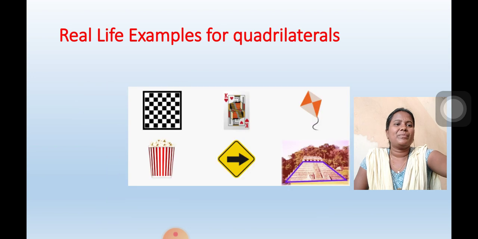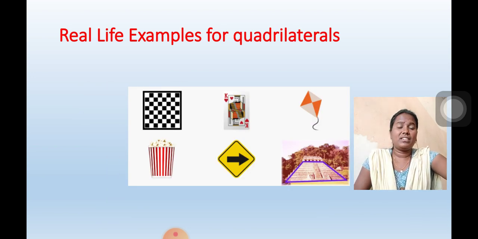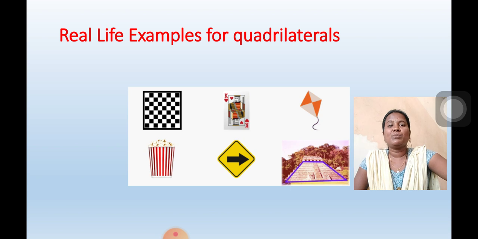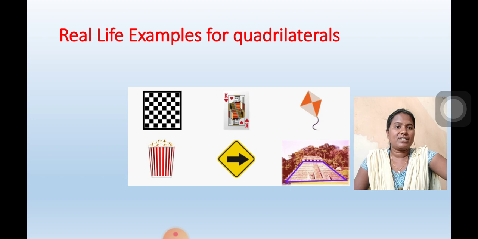Yes, okay. So now in real life we see many examples. Here if you observe the figures, a chessboard is there, it is in the shape of a quadrilateral, and a playing card is there, it is in the shape of a quadrilateral, and a kite and a road sign, yes, which are quadrilaterals, and the top of a table, the top of a desk, we can see. The road is in the shape of a quadrilateral. Yes, many examples you will get in real life.